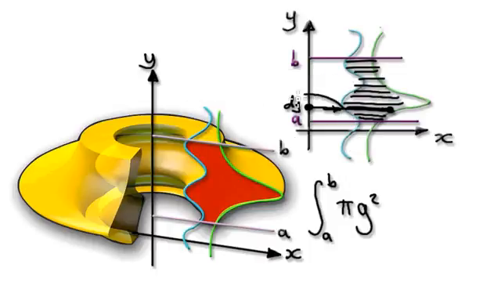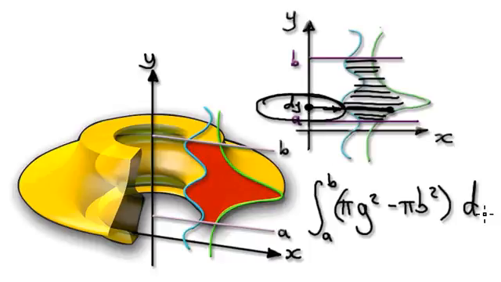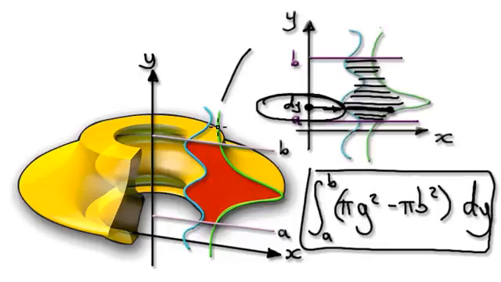But then we need to take away the area of the small disk. So that would be pi, let's call it blue line squared, and then dy. Sorry, dy. So this here would then give you the volume of this solid.